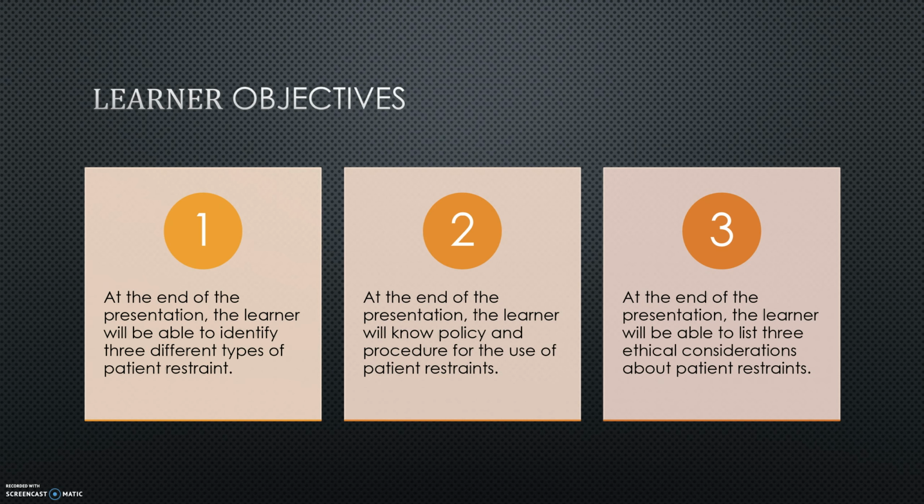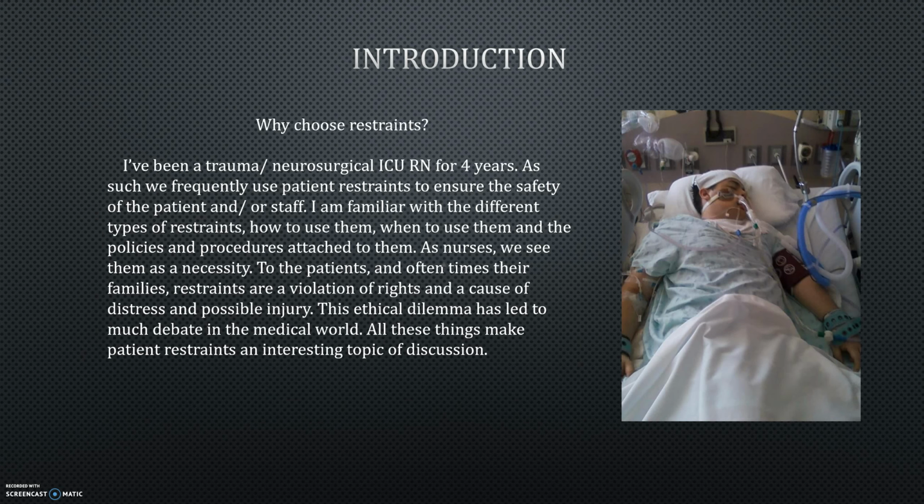Learner objectives. I want you to be able to identify three different types of patient restraint, know the policies and procedures for the use of patient restraints, and be able to list at least three ethical considerations about patient restraints. Why restraints? I've been a trauma ICU nurse for four years.